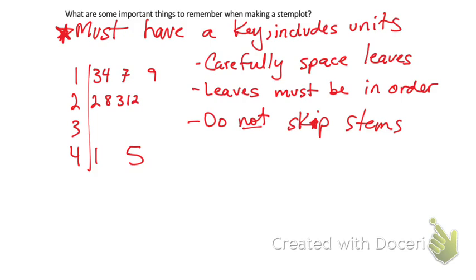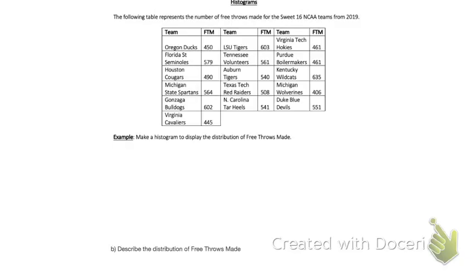So we've talked about 2 different kinds of quantitative graphs. We've talked about dot plots and we've talked about stem plots. Now we're going to talk about histograms. You guys know what a histogram is, right? So what does a histogram look like?